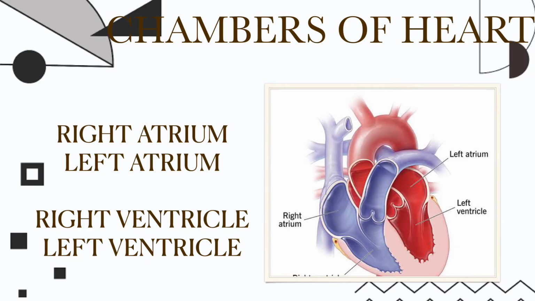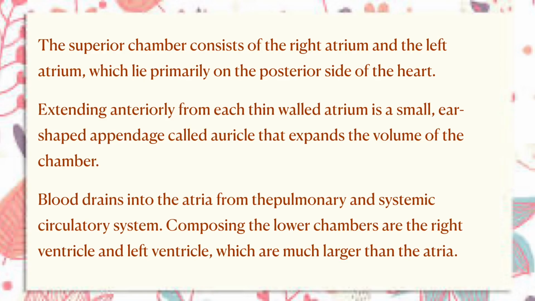Chambers of the heart: right atrium, left atrium, right ventricle, left ventricle. The superior chambers consist of the right atrium and left atrium, which lie primarily on the posterior side of the heart. Extending anteriorly from each thin-walled atrium is a small ear-shaped appendage called an auricle that expands the volume of the chamber. Blood drains into the atria from the pulmonary and systemic circulatory systems. Composing the lower chambers are the right ventricle and left ventricle, which are much larger than the atria.